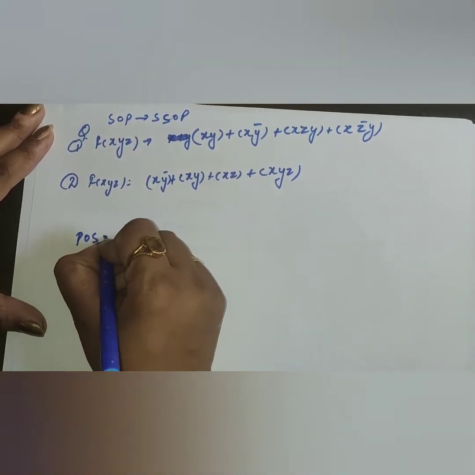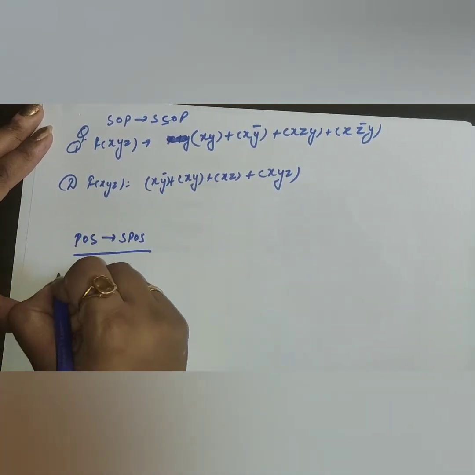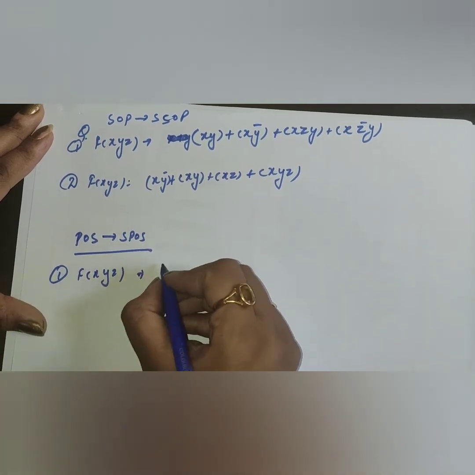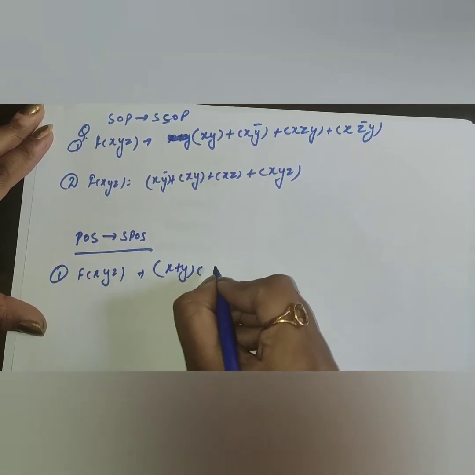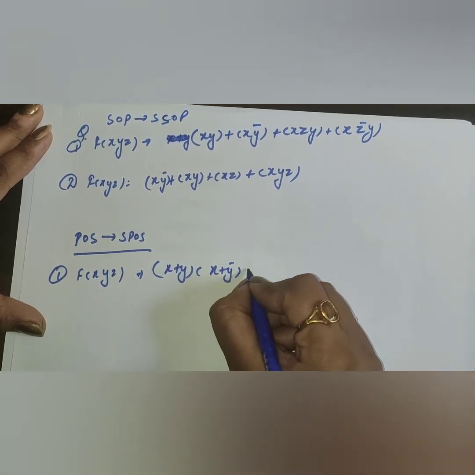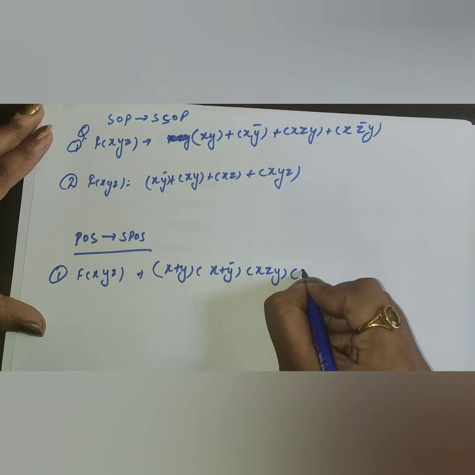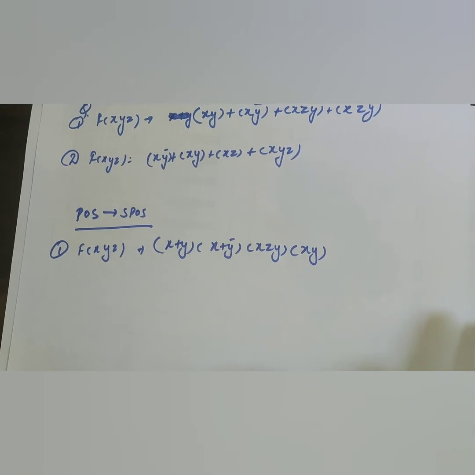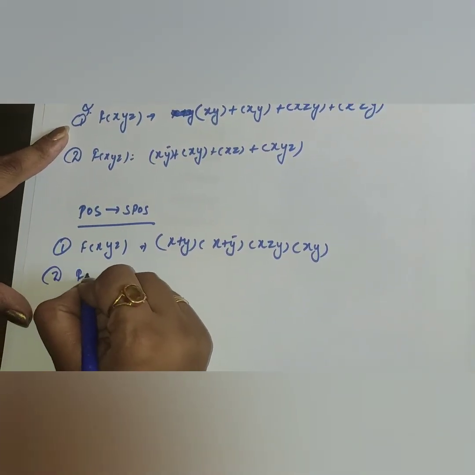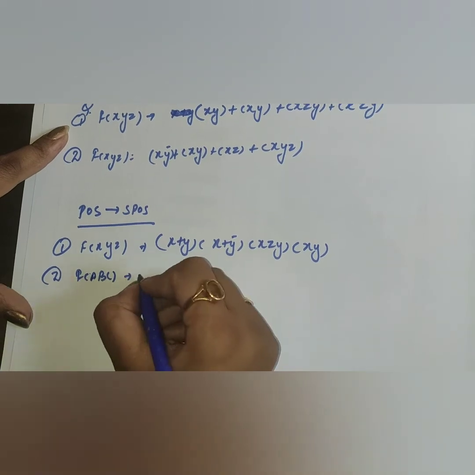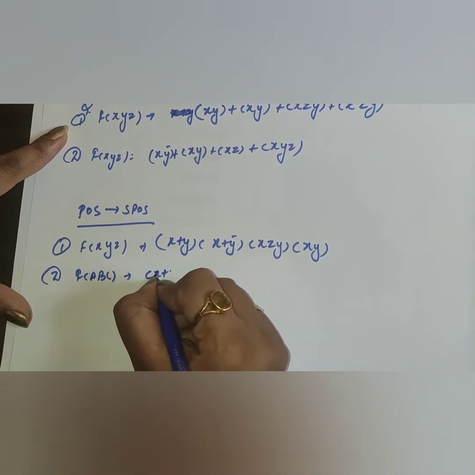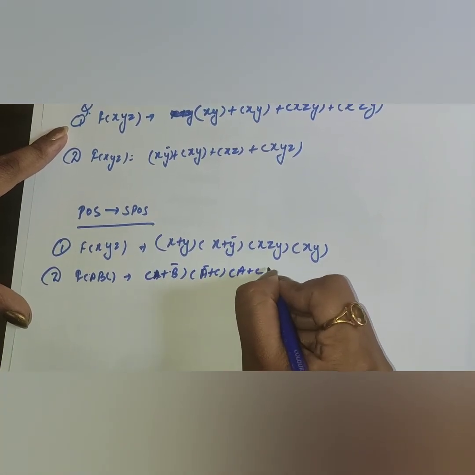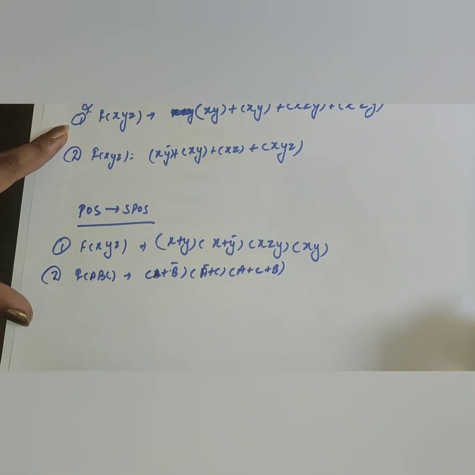Now product of sum to standard product of sum. First function x y z: x plus y bar, x z y and x y. You have to change it into the standard product of sum. Now second function A B C: a plus b bar, a bar plus c, a plus c plus b. You have to change it into standard POS form.